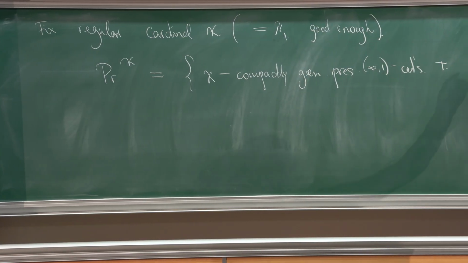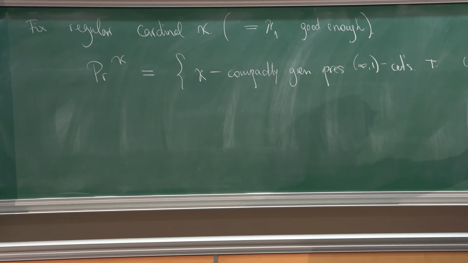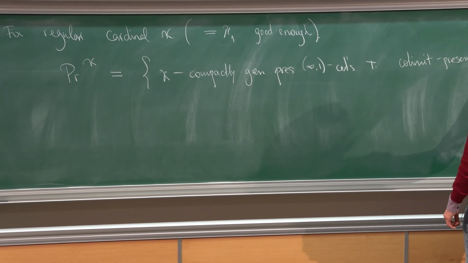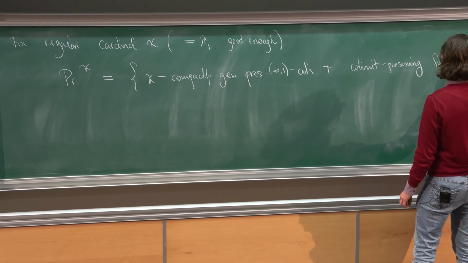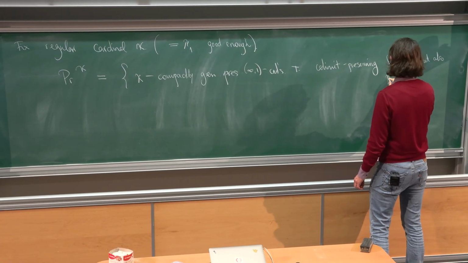And those colimit preserving functors that also preserve kappa compact objects.